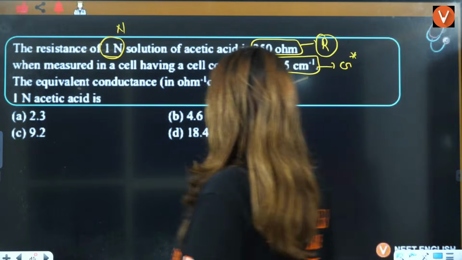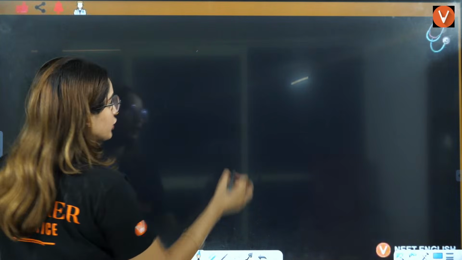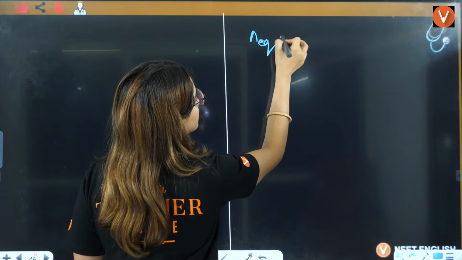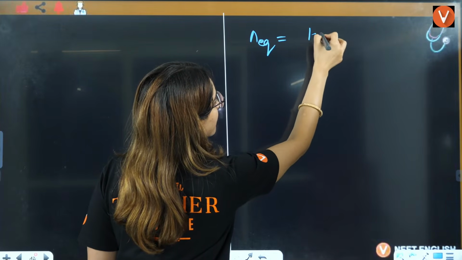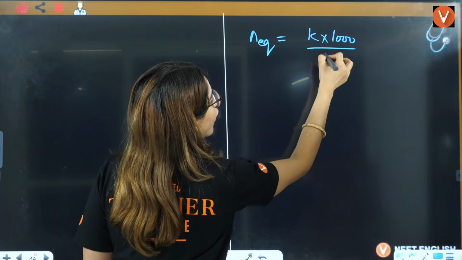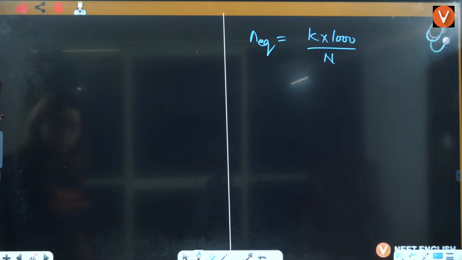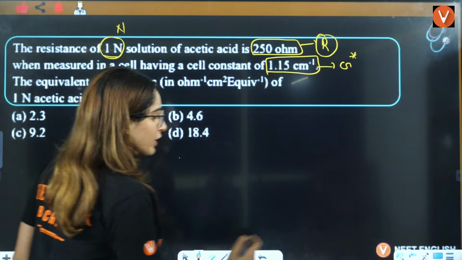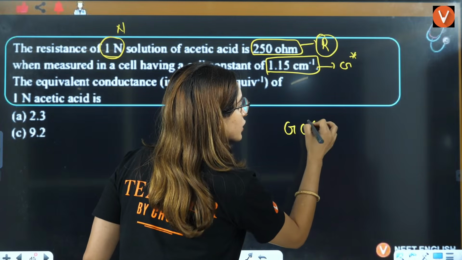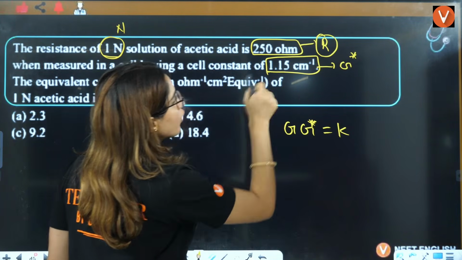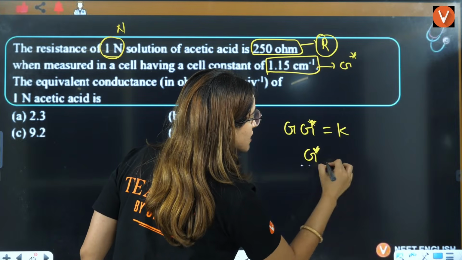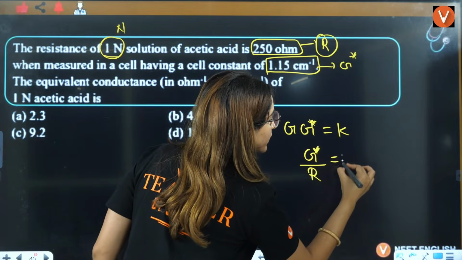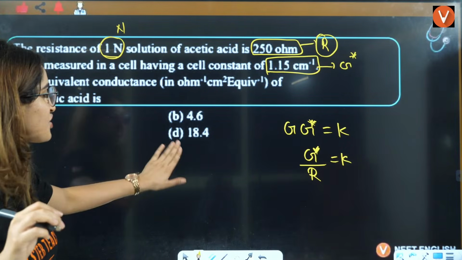We'll use two things here. Firstly, to calculate the equivalent conductivity, what we need is kappa into 1000 divided by normality. Normality we know, but we have no idea about kappa. So for that, we know that G into G star equals kappa. Resistance is the opposite of conductance, so this will be G star by R, and this is going to be kappa.